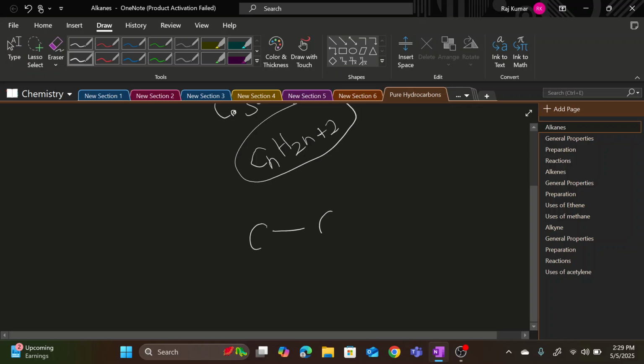Let's say I'm drawing the structure of ethane. Over here we've got two carbons joined together by a single bond, and then we have hydrogen atoms all surrounding them. Essentially they have a single bond. This is the structural formula.